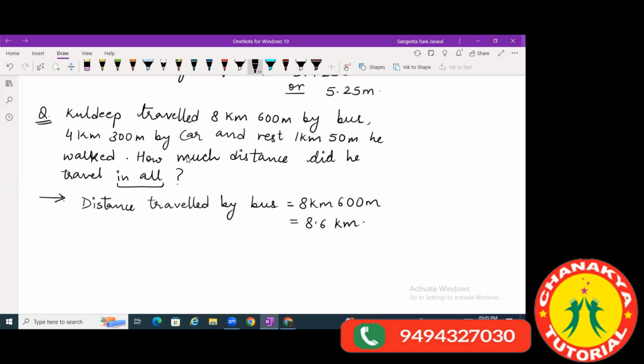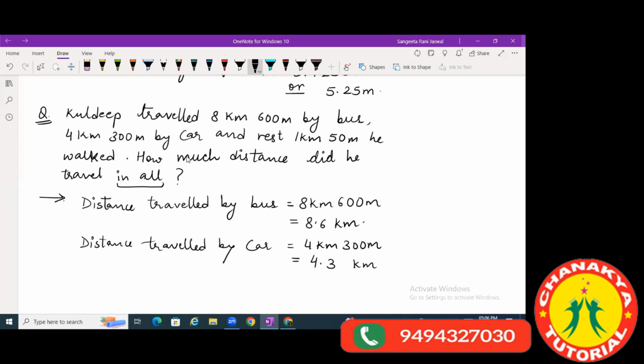Okay. Harshit, tell me the next statement. Ma'am, distance traveled by car. Very nice. Distance traveled by car is equal to 4 kilometers 300 meters. And if I convert this to kilometers, then what? It will become 4.300. But whether I put zeros here or not, that will not make any difference. Okay? Yes, ma'am.